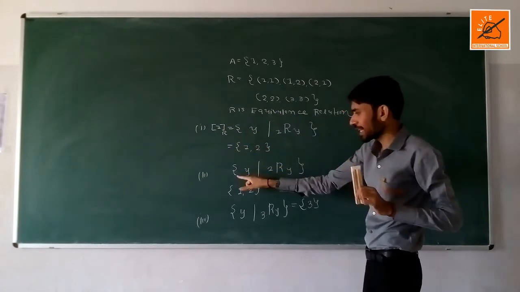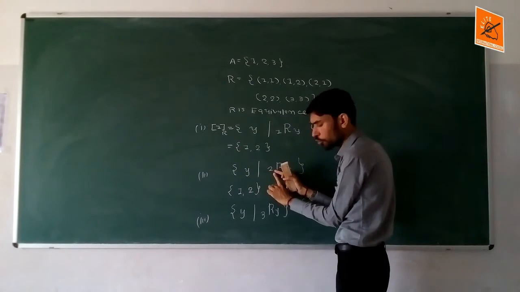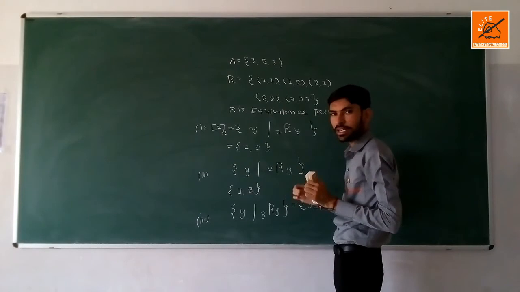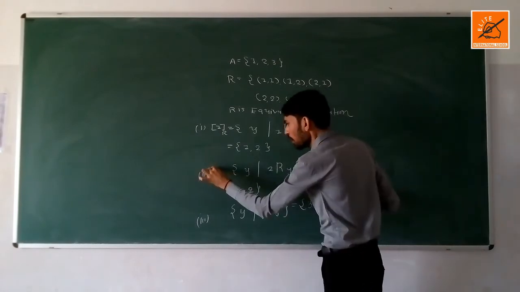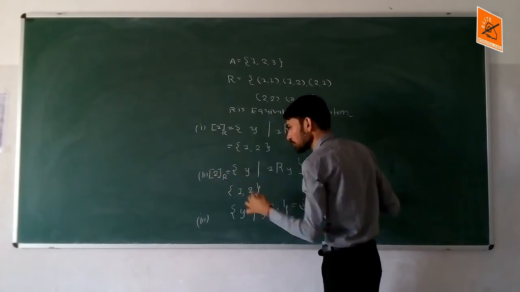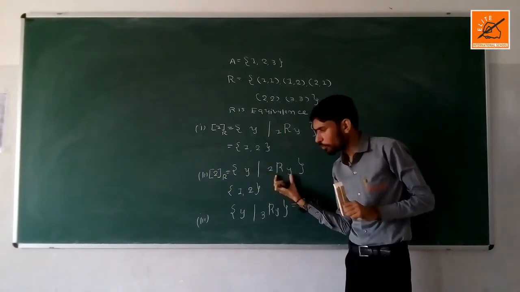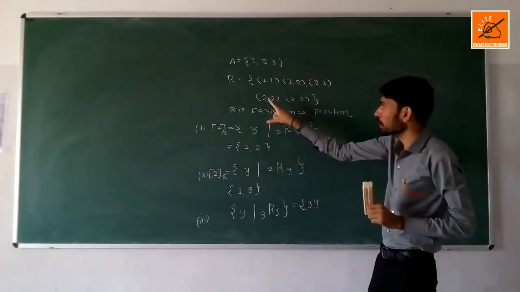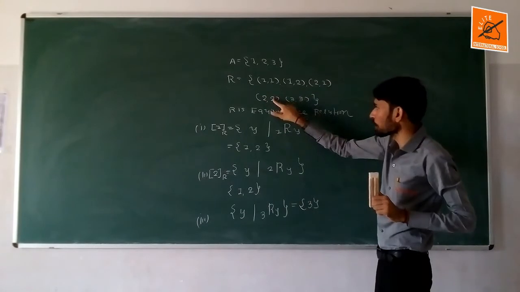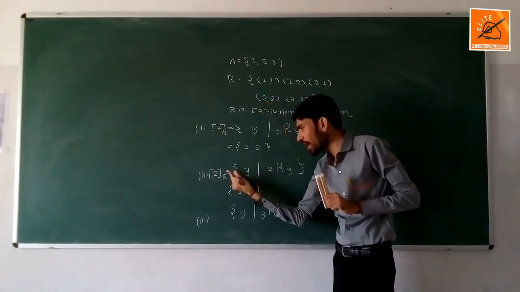Now see the second one, generated by 2. This second set contains those elements related with 2. So this is the equivalence class generated by element 2. Observe which elements are related with 2. 1 and 2 are related with the element 2. So this is the equivalence class generated by 2.